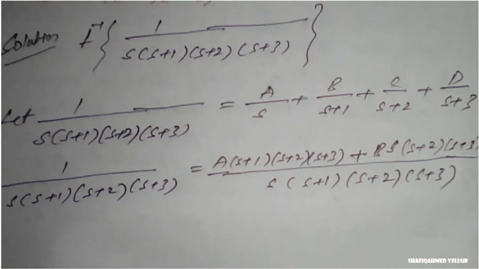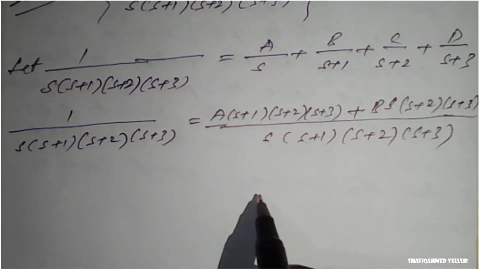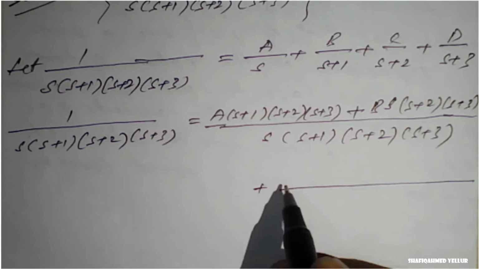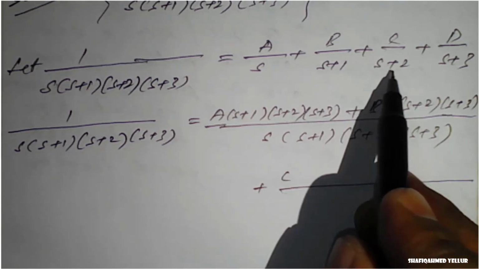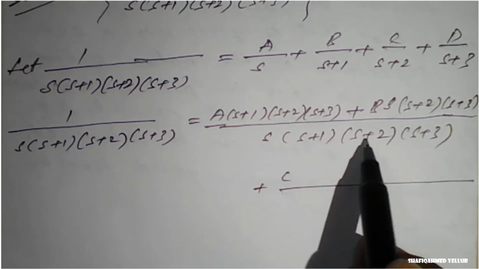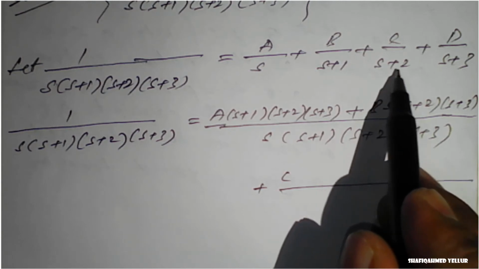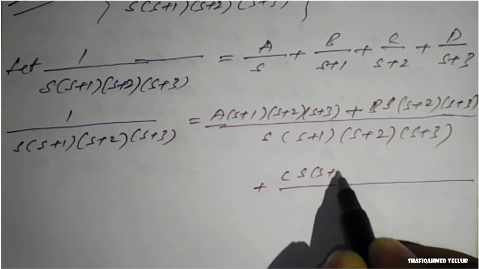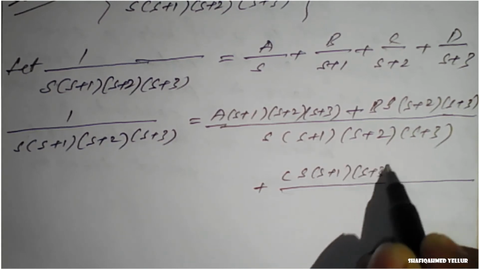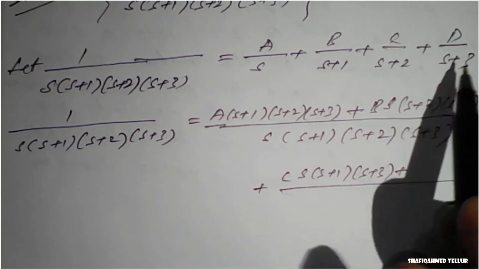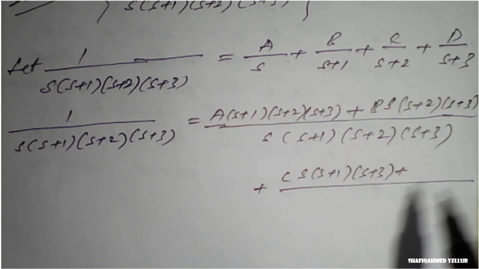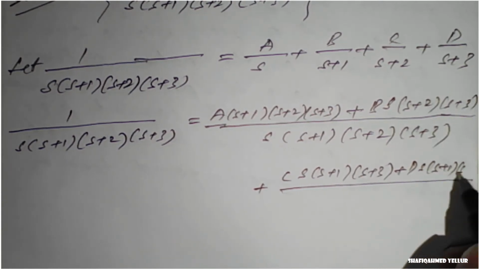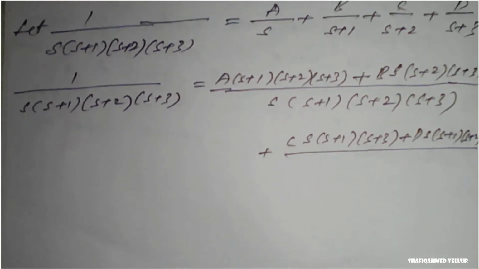I will write down here, plus for c, so we divide by c, what we have here, s plus 1, s plus 2, s plus 3 divided by s plus 2 cancels, so we will get here c into s plus 1, s plus 3, and for d, this s plus 3, s plus 3 cancelled, remaining is s plus 1, s plus 2. So I will rewrite here completely once again.